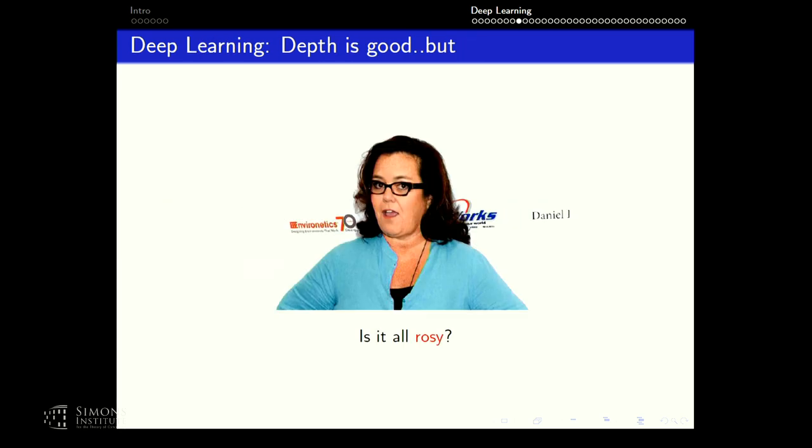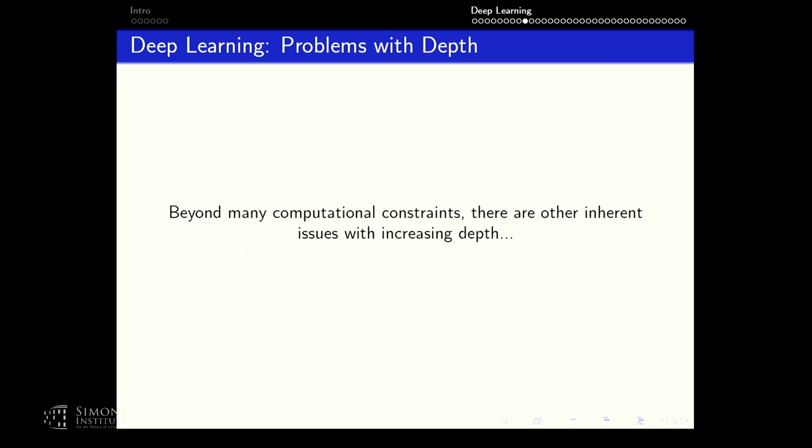But is it all rosy? Why don't we just keep tagging on layers, 3,000 layers, and solve everything we want? It turned out that beyond computational constraints, suppose you could throw all the GPUs in the world at it, there are other inherent issues with increasing depth. I'm going to touch upon a few of these. Some of them you have already seen many times and they're textbook stuff, and a couple of them are a little newer in terms of what could go wrong when I have a deep model.